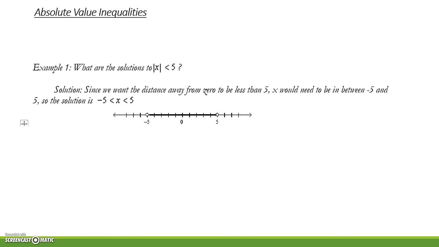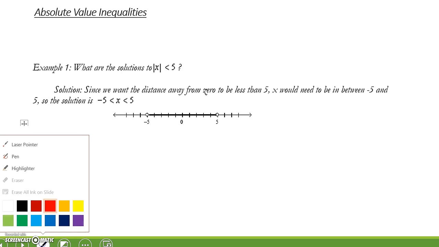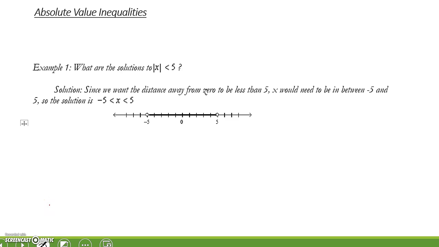So the solution is all of these numbers between -5 and 5. Like if we look at -4, that's 4 tick marks away, that's less than 5. If we look at +2, that's only 2 tick marks away, that's less than 5. So every single number between -5 and 5 works. So the solution is that answer right there.